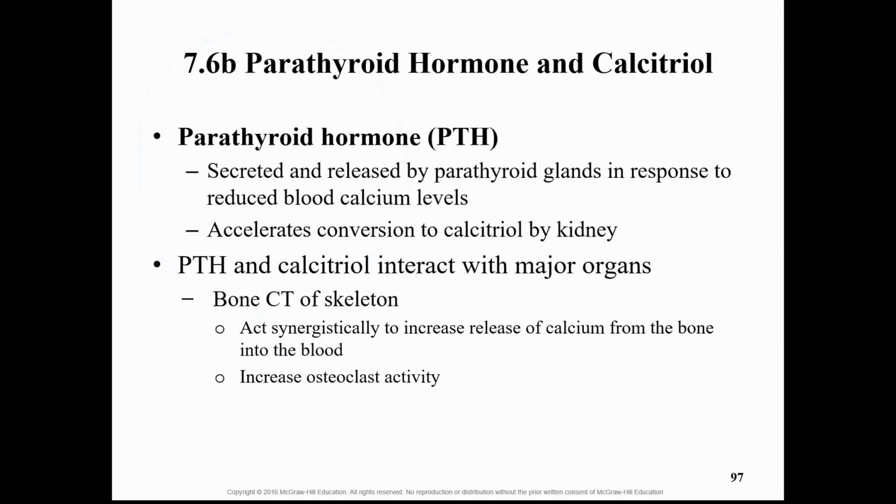Parathyroid hormone is a hormone that allows us to pull calcium out of our bones. It's going to accelerate the conversion of calcidiol to calcitriol by the kidneys. It's going to cause more absorption of calcium from the intestines. It's also going to majorly affect the osteoclast cells to release more calcium from the bones.